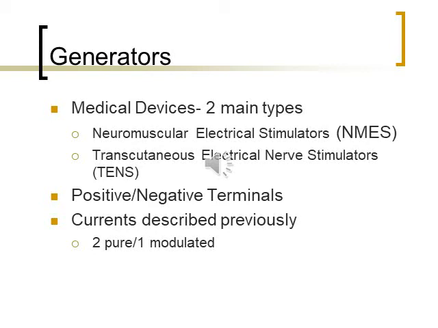They all have positive and negative leads, as we discussed, and the reason is that's what allows you to create an electrical current. You need to have both a positive and negative terminal attached to the patient in order for that to work. And as I said earlier, we have three currents that we described previously. Two of them are pure currents: a direct current and an alternating current. Then we have one modulated current, which is pulse. Our therapeutic currents are going to be derived from those, and most of them are some form of a modulated current.